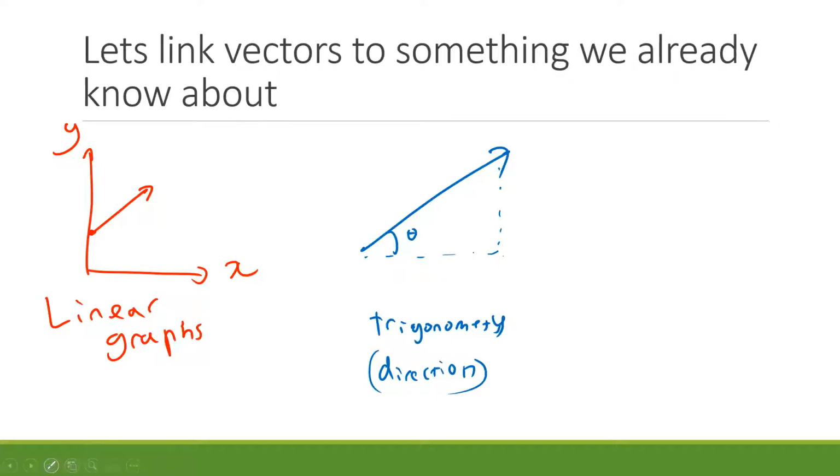The third one is going to be this. The size of a vector can be found using Pythagoras.